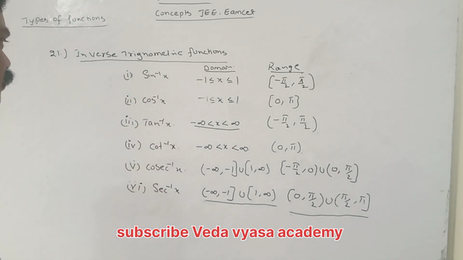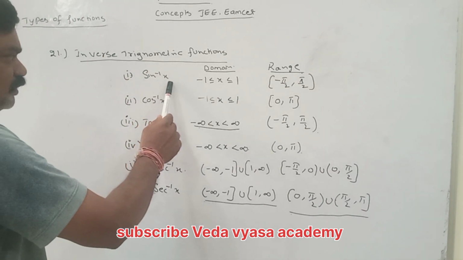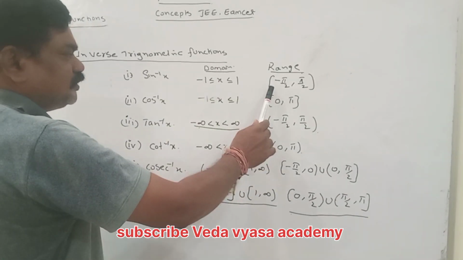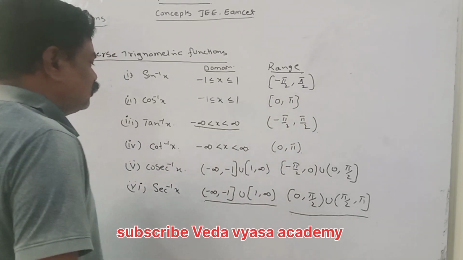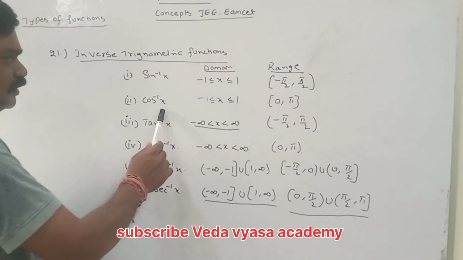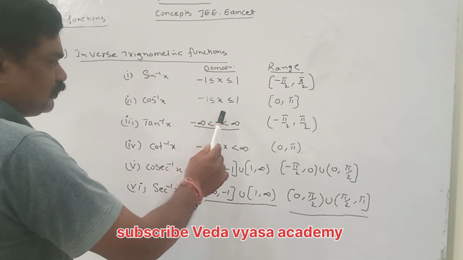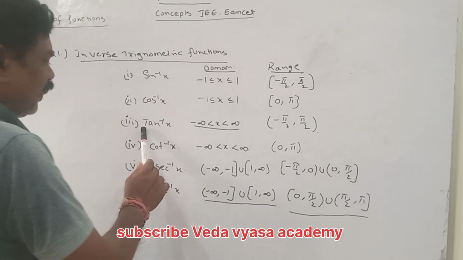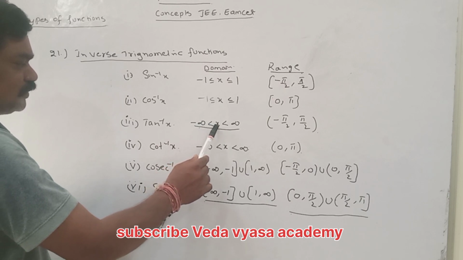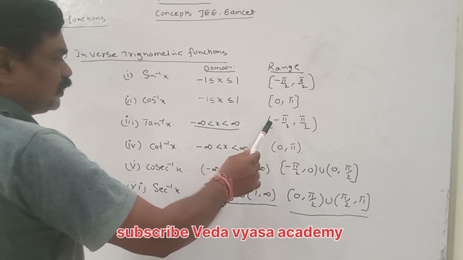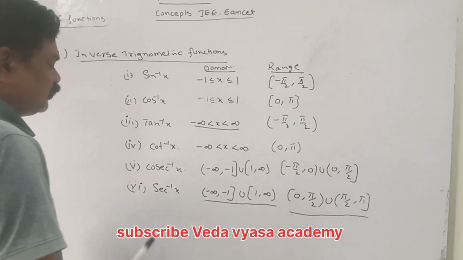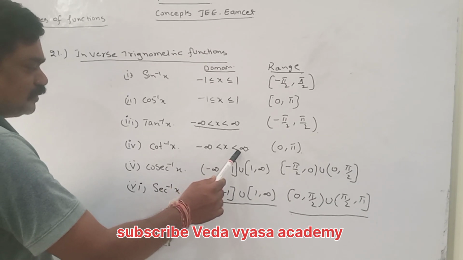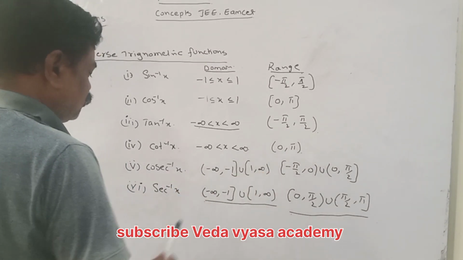Once again I explain. Sin inverse x: domain minus 1 less than or equal to x less than or equal to 1, range closed minus pi by 2 to pi by 2. Cos inverse x: domain minus 1 to 1, range closed 0 to pi. Tan inverse x: minus infinity less than x less than infinity, range open minus pi by 2 to pi by 2. Cot inverse x: domain minus infinity to infinity, range open 0 to pi.